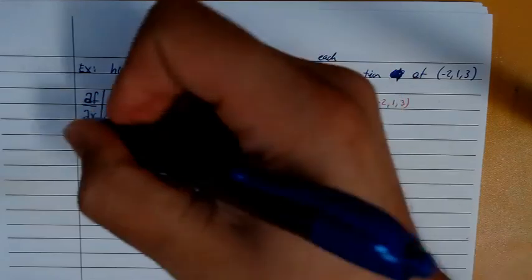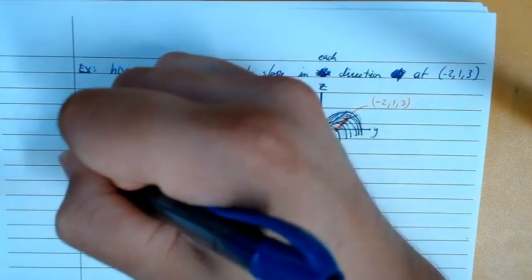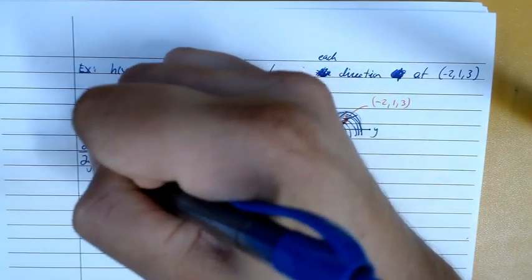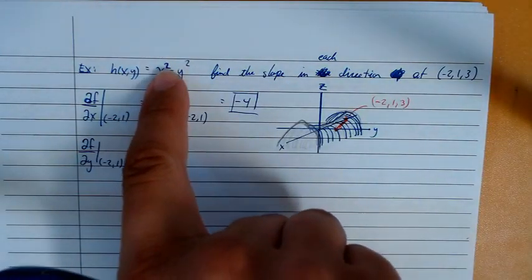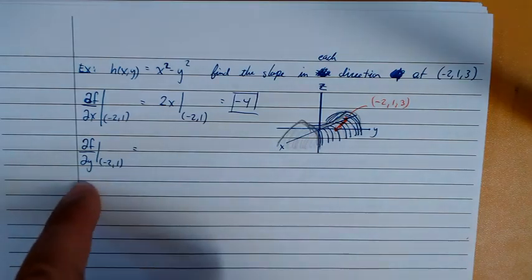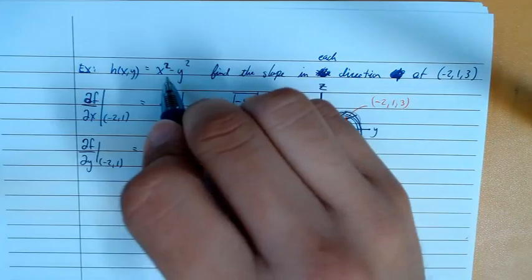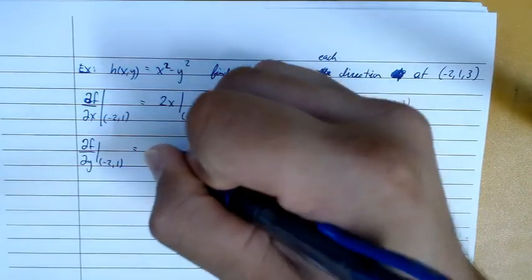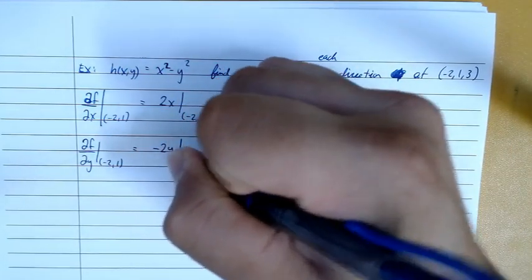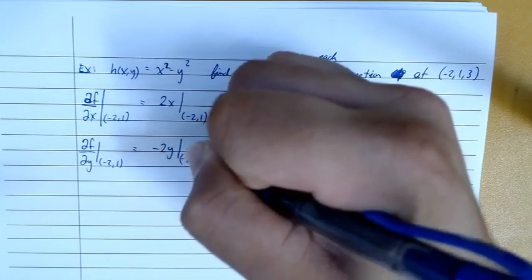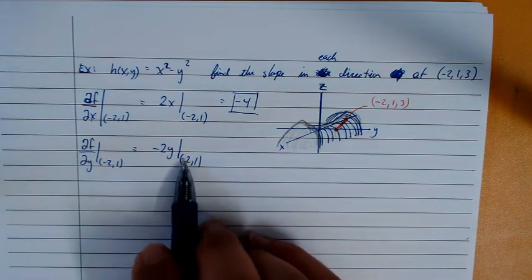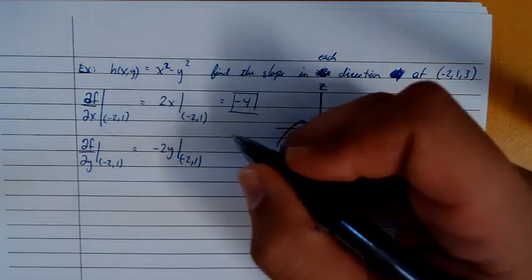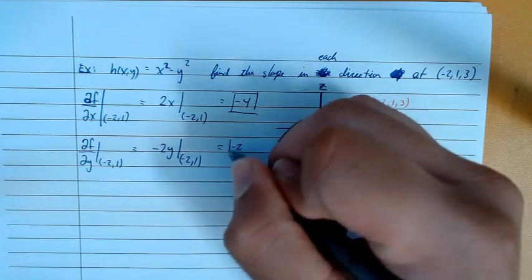On the other hand, if we take the partial of f with respect to y at that exact same point, the derivative of x squared is 0 because x is a constant. Y is your only variable, and the derivative of minus y squared is minus 2y, evaluated at negative 2, comma 1. There's no way to plug in that negative 2, so don't worry about that. Plug in your 1. Negative 2 times 1 is negative 2.